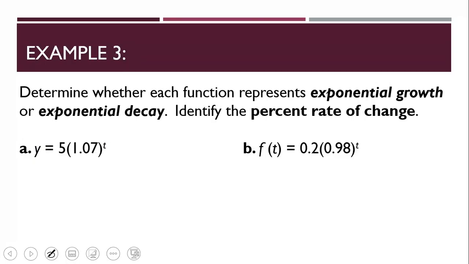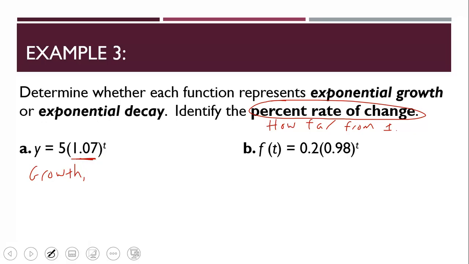Let's look at example 3. Example 3 says, determine whether the function represents exponential growth or exponential decay. Identify the percent of change. So when you're looking at the percent of change in this part, you want to see how far from 1 you are. So remember, if it's above 1, it's growth. If it's below 1, it's decay. So here we see that we're at 1.07. So this represents that this is a growth function.